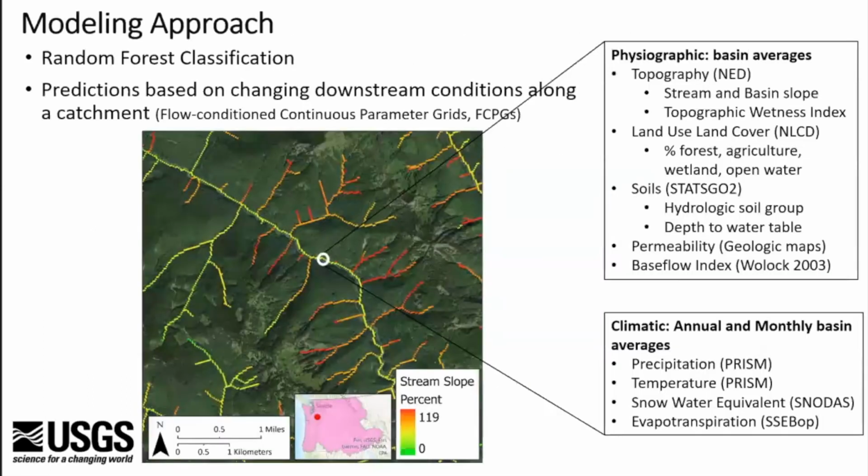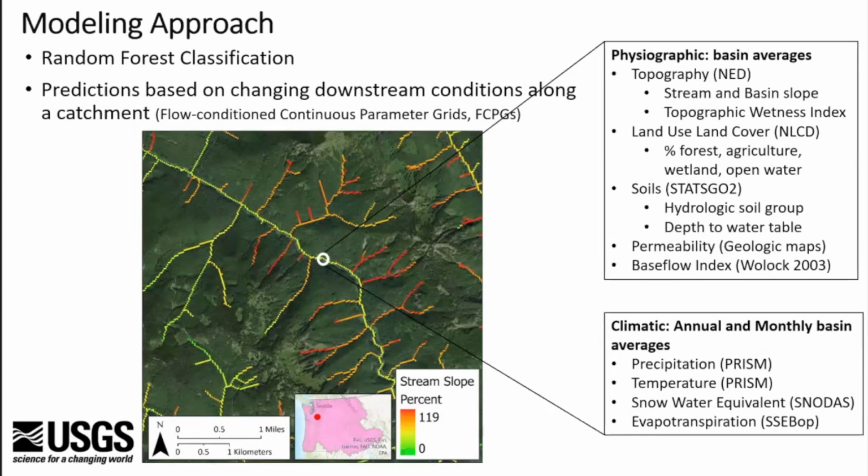And then our modeling approach was a random forest classification. This is pretty robust to having what I call a kitchen sink approach, where you can add in a lot of different covariates, which allows for not really a good mechanistic understanding, but good estimates and higher accuracies.